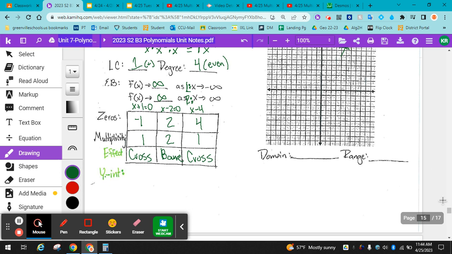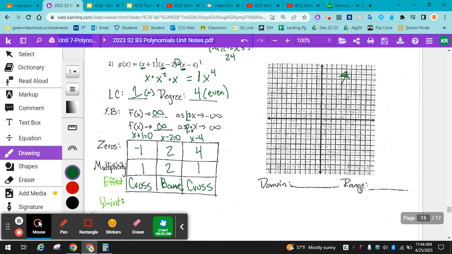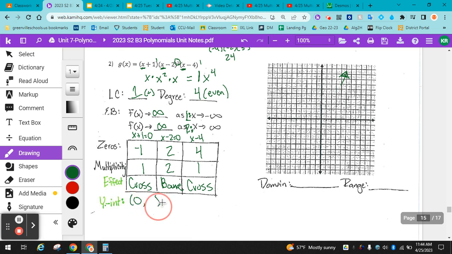So, I need my equation. Y-intercept, plug 0 into your equation and solve. So 0 plus 1, times 0 minus 2. Don't forget the squared or it's going to be wrong. 0 minus 4. So this is just going to be 1. Multiplying anything by 1 is just 1. -2 squared, make sure you put it in parentheses because you get a +4. So -16 when you multiply them all together.